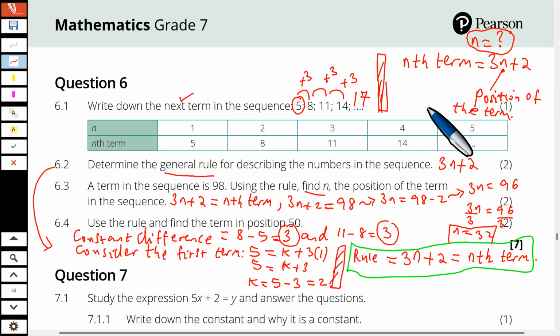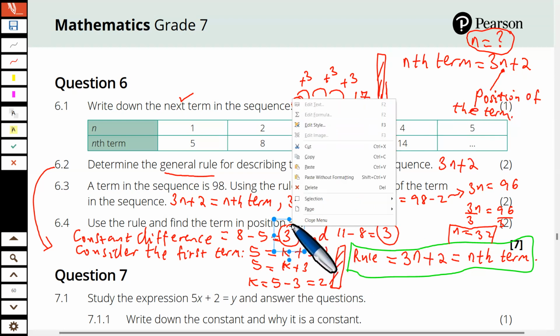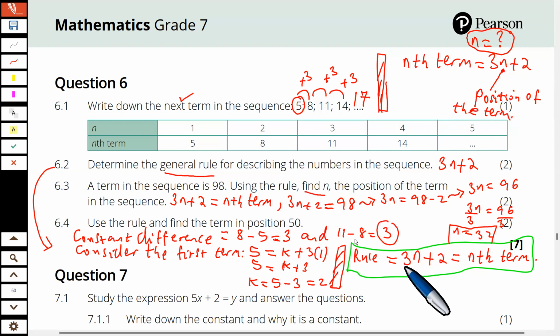So I'm giving you 2 minutes to try 6.4. Two minutes to try 6.4. Please let me know when you are done with 6.4.